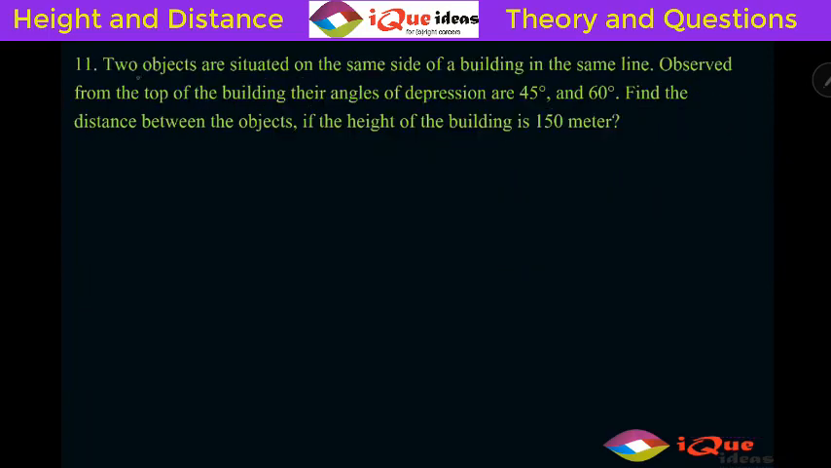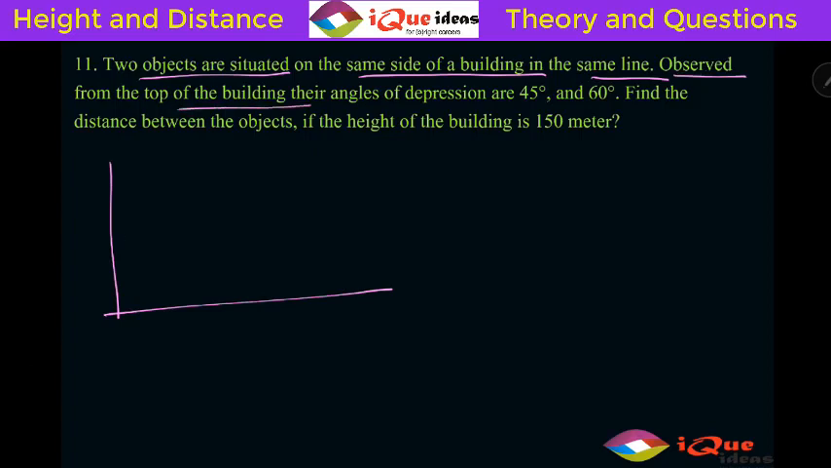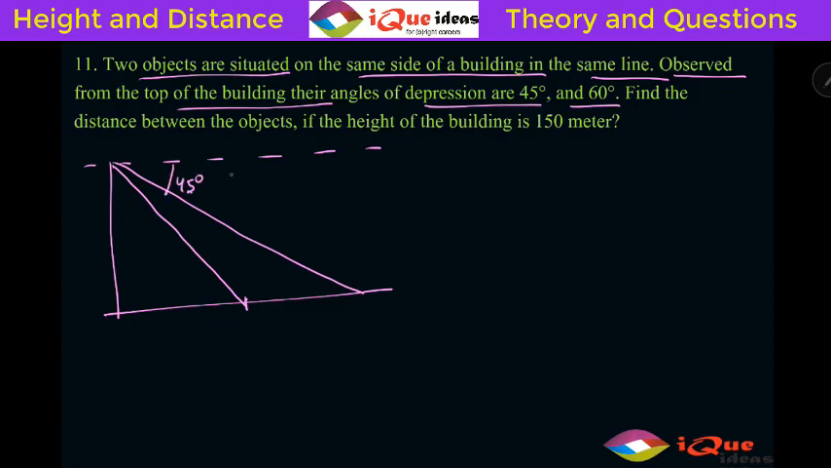Now this question says two objects are situated on the same side of a building in the same line. All right. So let's say this is the building, this is the side, and there are two objects. Observed from the top of the building, their angles of depression are 45 degrees and 60 degrees. All right. So horizontal line, right? And with that, there is one object for which the angle of depression is 45 degrees and one object for which the angle of depression is 60 degrees. So the smaller one will be 45 degrees and the larger one will be 60 degrees.